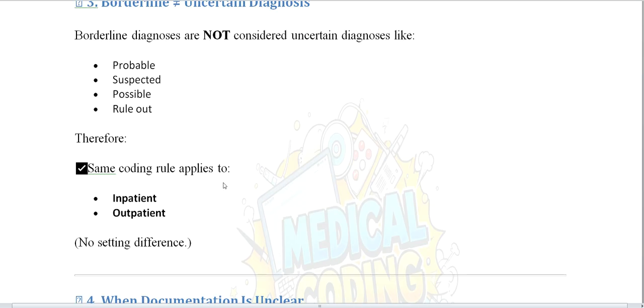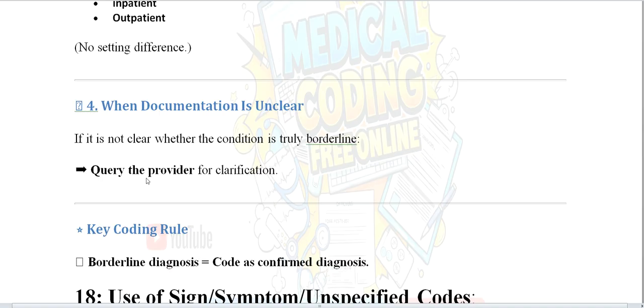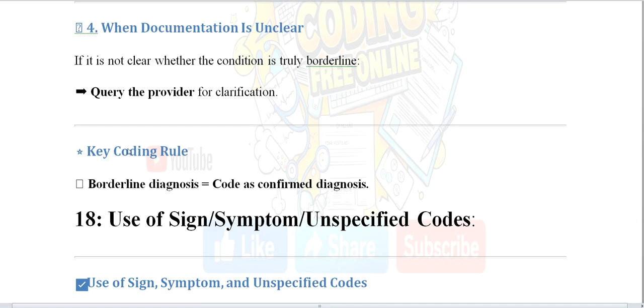The same coding rules apply to inpatient and outpatient, with no setting difference. So, when documentation is unclear, if it is not clear whether the condition is truly borderline, query the provider for clarification. Otherwise, the coding rule is to code the borderline diagnosis as a confirmed diagnosis.